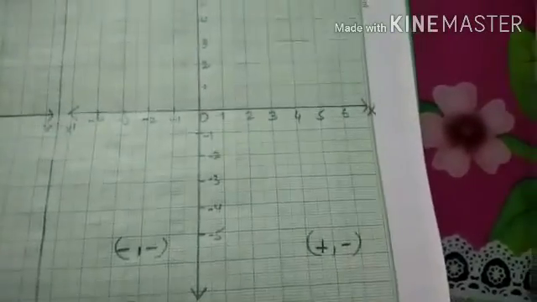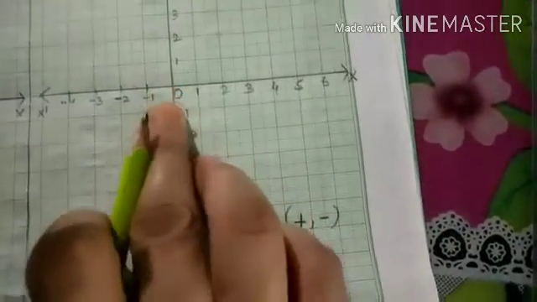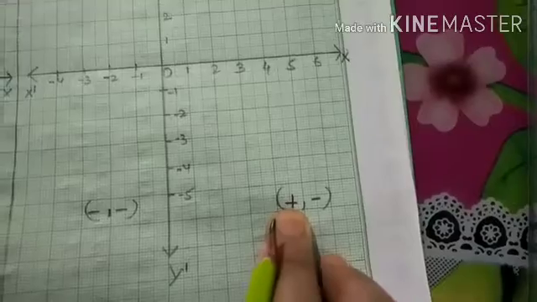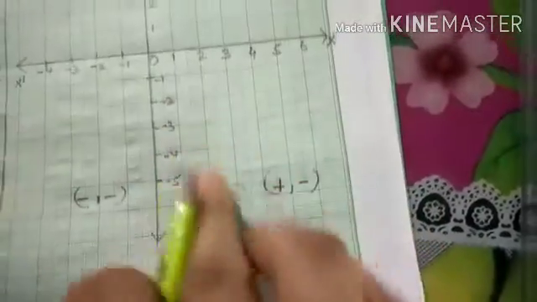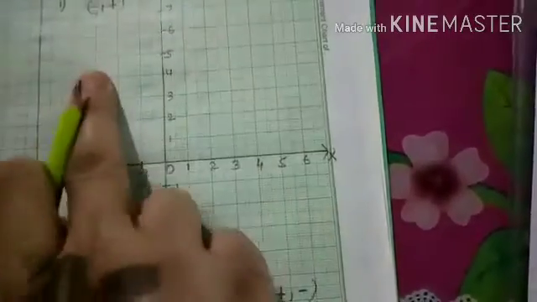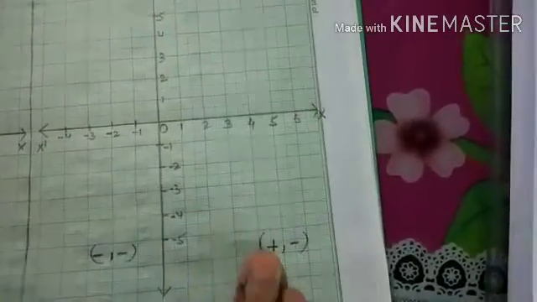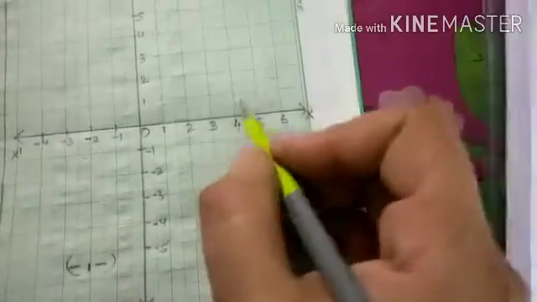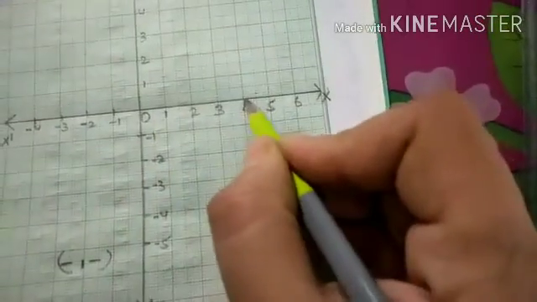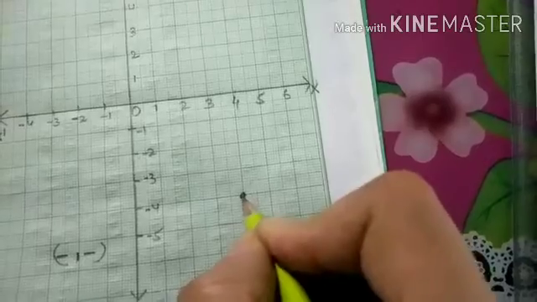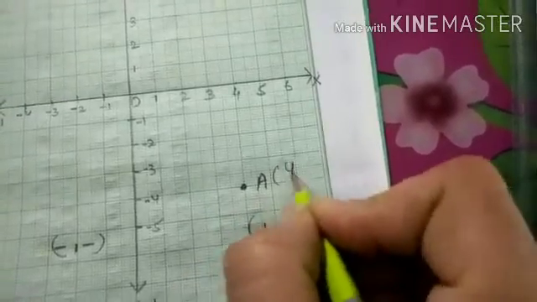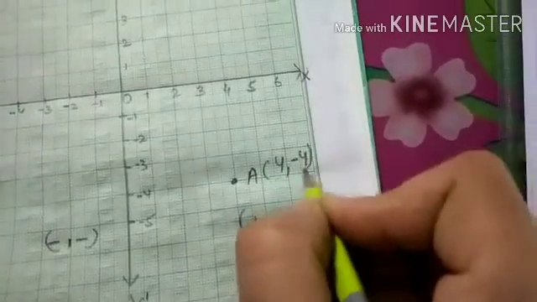The first point, the A point, we have (4, -4). 4 on the x-axis is plus, and then -4. So, it is in the fourth quadrant. This is the first quadrant, this is the second quadrant, this is the third and this is the fourth quadrant. So, (4, -4) we need to plot. 4 on the x-axis and -4 on the y-axis. So, this is the A point, 4 and -4. Okay.